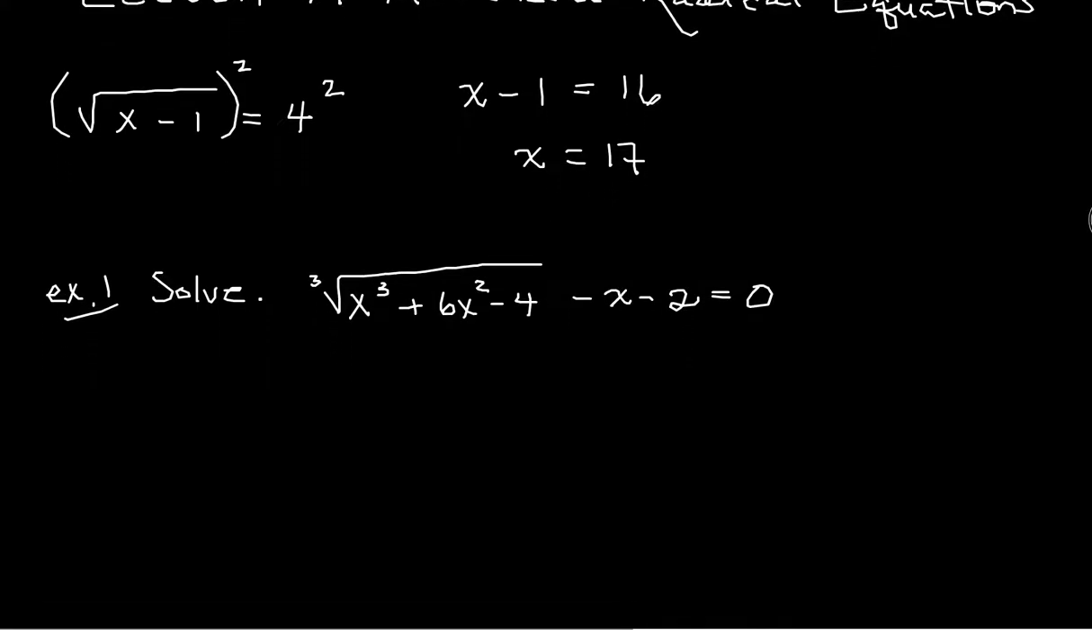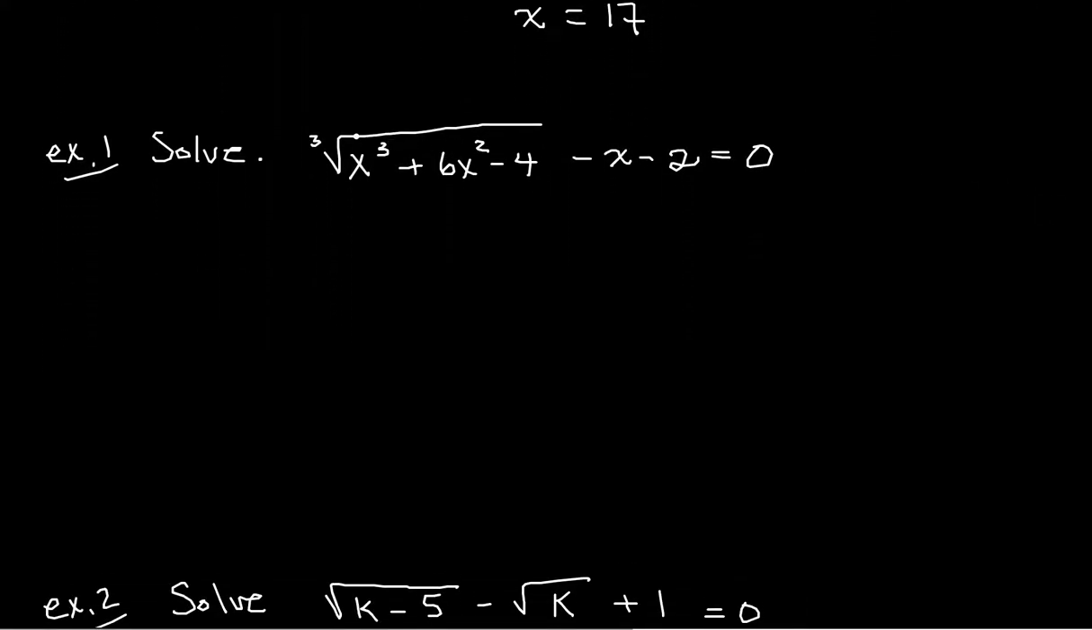They're very similar, except you're going to see that we have a cube root, and we have a trinomial underneath the radical. So first thing you're going to do is isolate the radical. So I'm going to take my radical, cube root of x cubed plus 6x squared minus 4, and I'm going to get it all by itself by moving the negative x minus 2 to the other side, adding x to both sides, adding 2 to both sides.